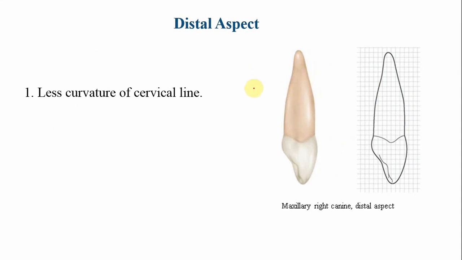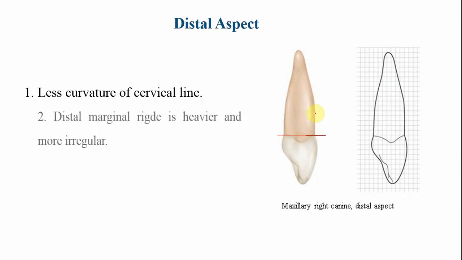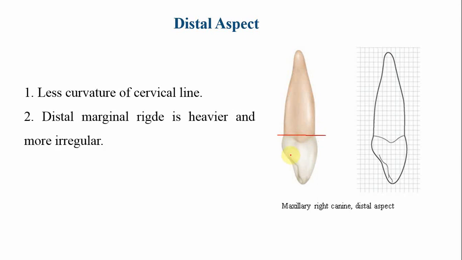From the distal aspect, the main differences are, first, less curvature of the cervical line. Usually the curvature is 1 millimeter less. The distal marginal ridge is heavier and more irregular compared with the mesial marginal ridge, and the developmental depression is more pronounced on the distal aspect than it is on the mesial aspect.